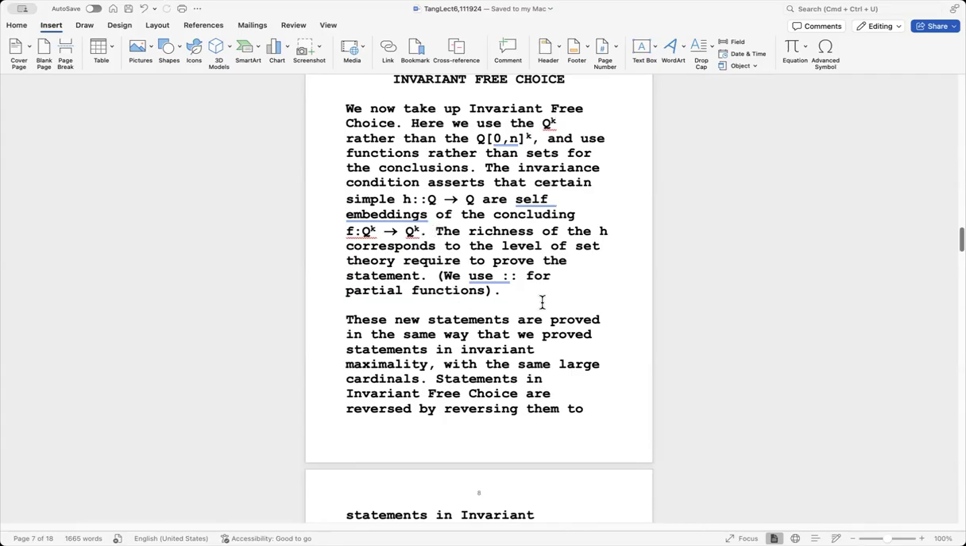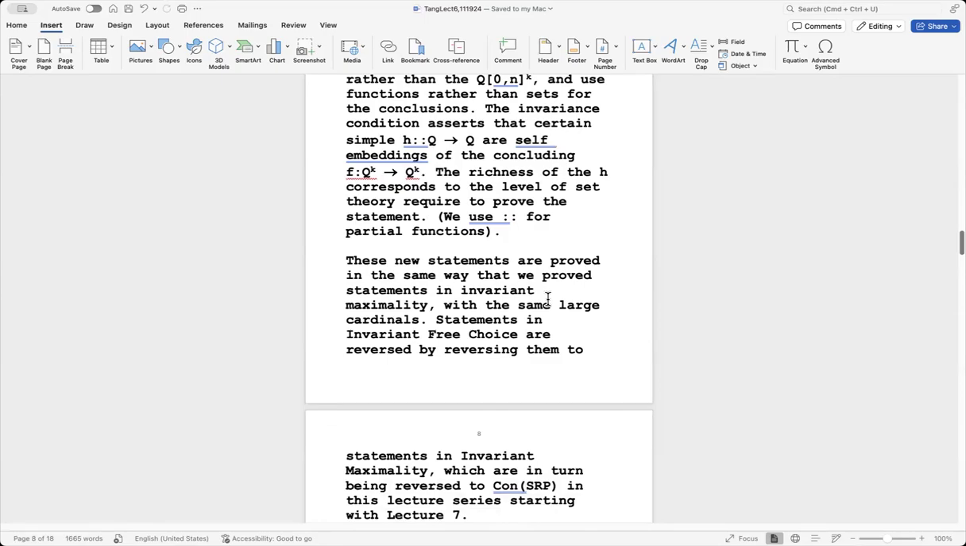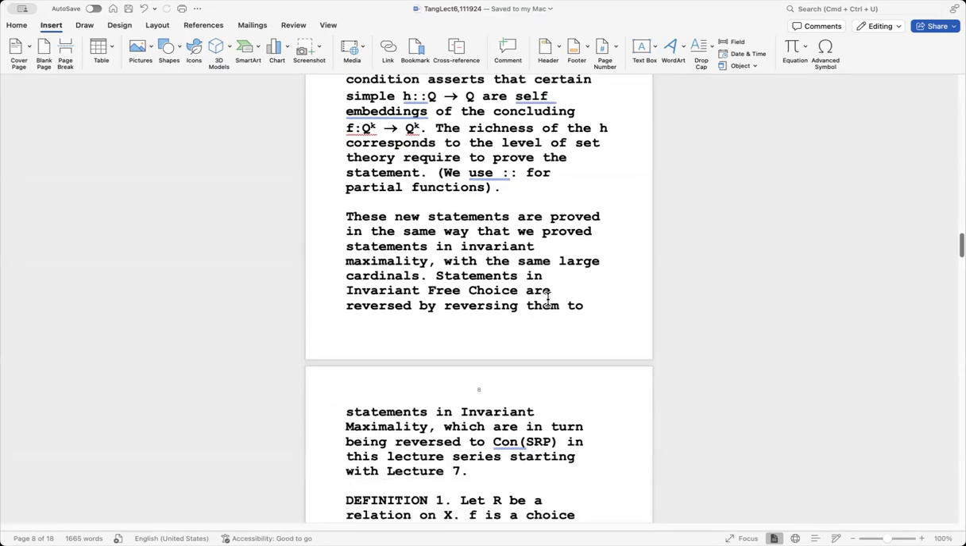Okay. Now, these new statements are proved in the same way that we prove statements in invariant maximality with the same large cardinals. So we're still doing everything in WKL naught plus con SRP, or if you like, in the system SRP plus.